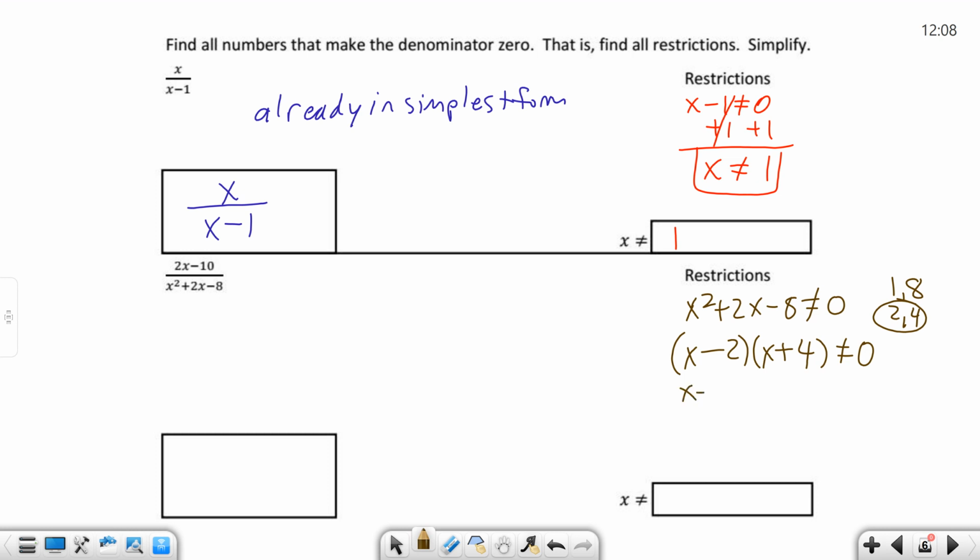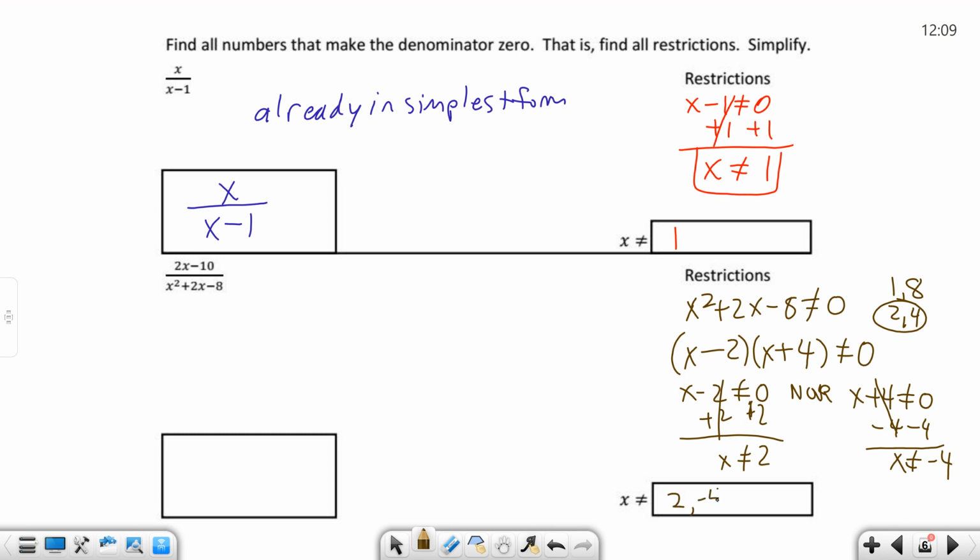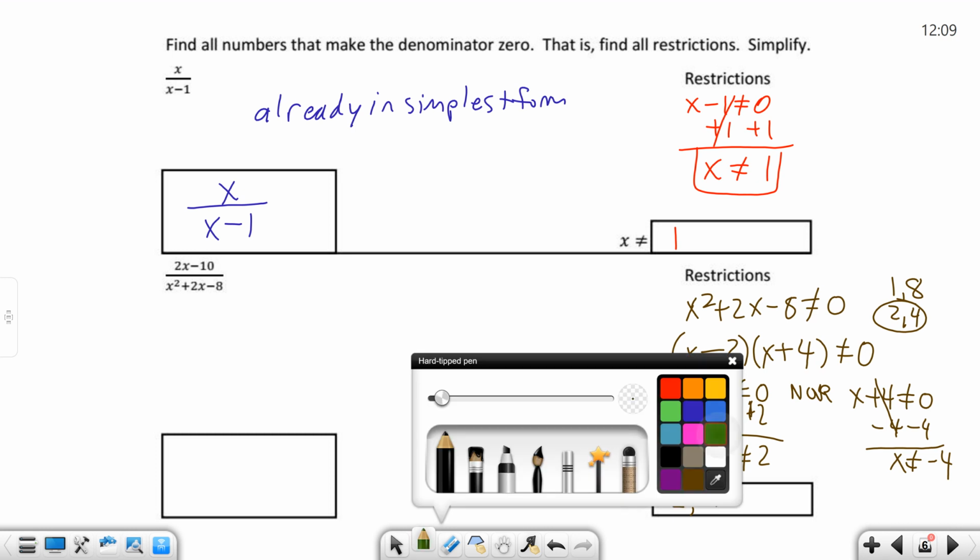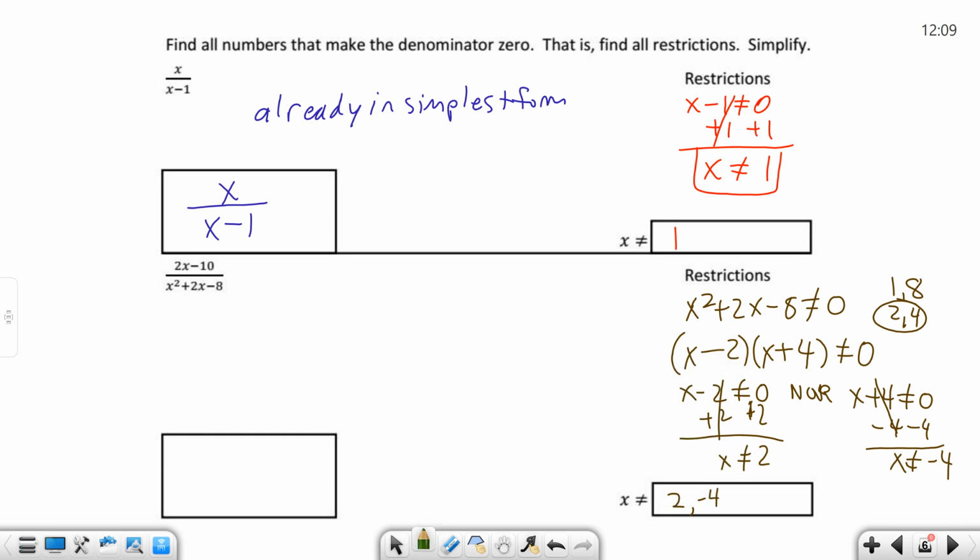So here then, I need to take and separate these two things. X minus 2 is not 0, nor x plus 4 is not equal to 0. And then I solve each one of them. So x cannot be negative 4, nor can x be 2. So then we get 2 comma negative 4. And it doesn't matter the order. If your teacher says, hey, put them smallest to biggest, then you do what your teacher wants you to do. I don't care what order you put them in for my students.